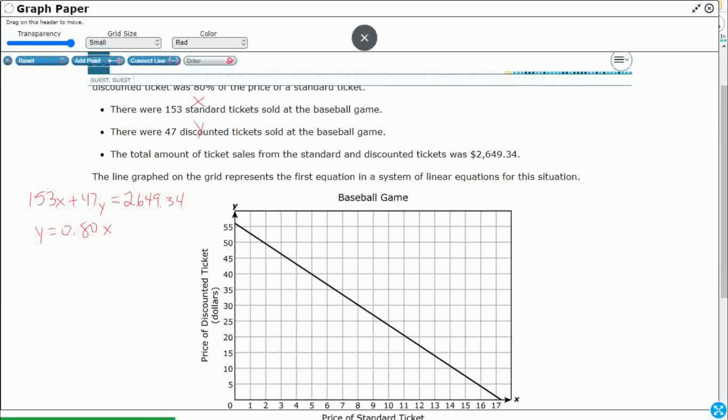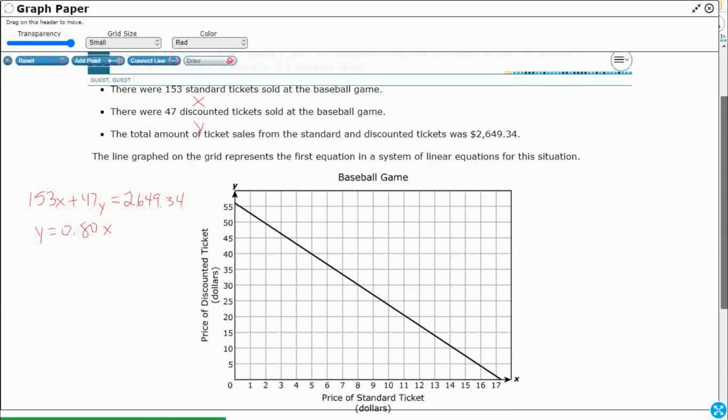We could just draw that second line and try to estimate this. So let's see what that looks like. All right. So we're not going to draw every single x, but we know it's going to start at the origin. Okay. Let's just count by fours here. Let's see what we're going to get. 4, 8, 12, 16. So 4 times that 0.80 is going to be 3.2.